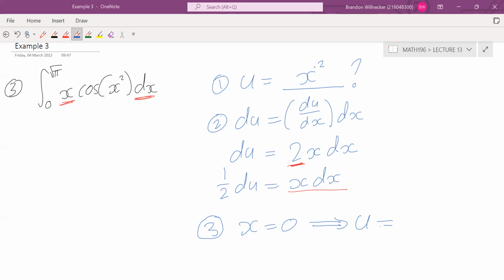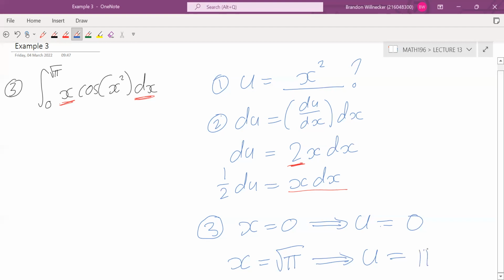Zero. Yeah, you got it. Good. And now we need the upper bound. So when x is equal to the square root of pi, the new upper bound is going to be, what are we going to get? Pi. Yeah, that's right. Okay, so we've got all the pieces that we need. Yeah, everyone in the chat, that's correct.